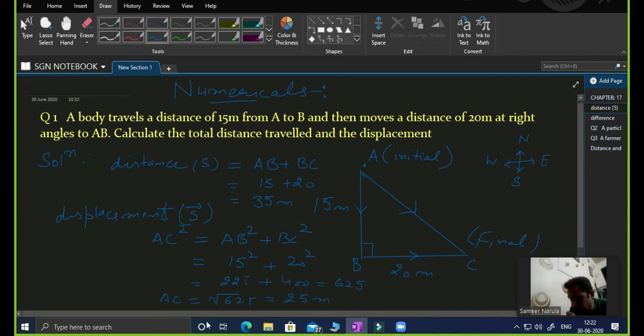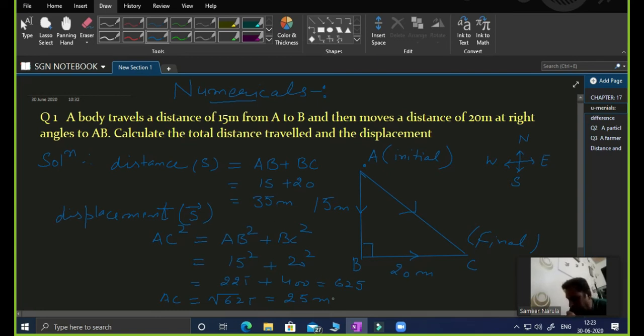Now just try to see that your displacement is coming out to be less than your distance. Distance was your 35 meter, whereas the displacement is 25 meter. It's less than that. So you can make out one bottom line also, that the displacement can never be more than your distance. It can be equal, but under no condition can it be more than distance. So the displacement here is 25 meter, and the distance is 35 meter.